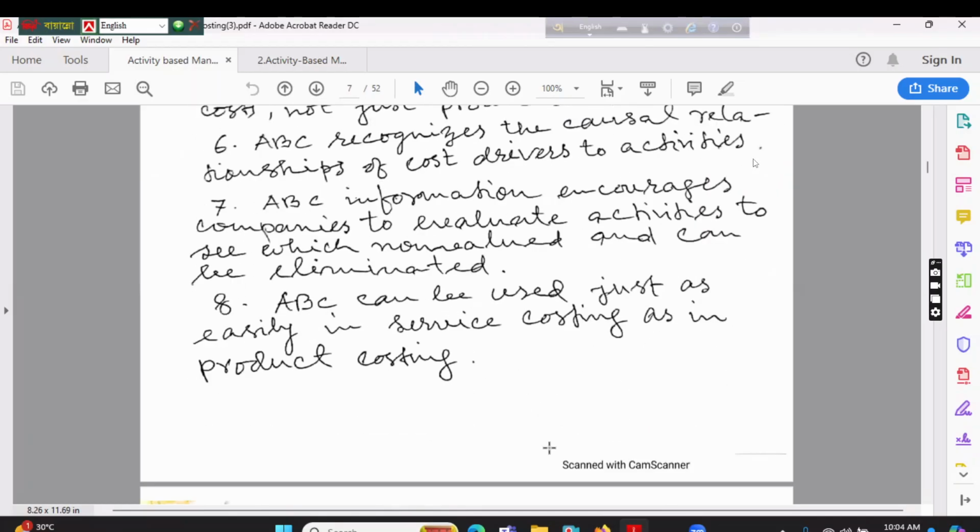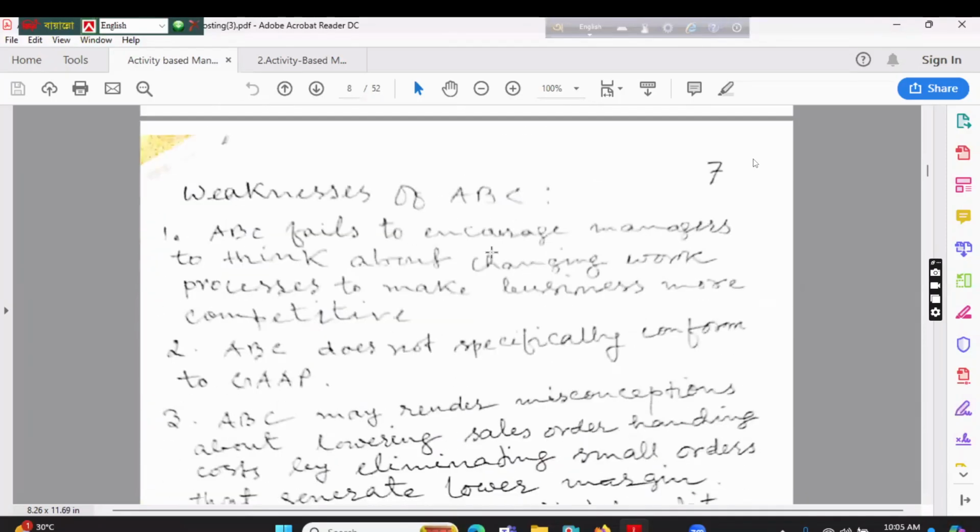ABC can be used just as easily in service costing as in product costing. And this is a sample answer of strengths of ABC. You can make a note for yourself with the help of this and other relevant books. Now, weaknesses of ABC.